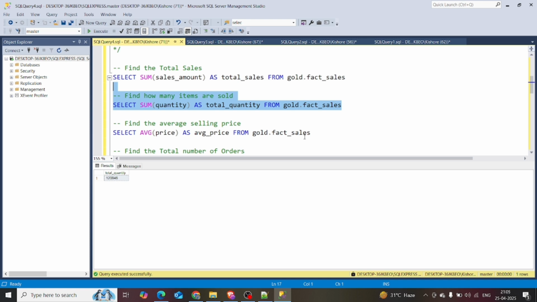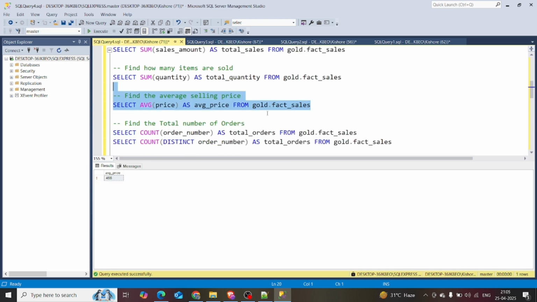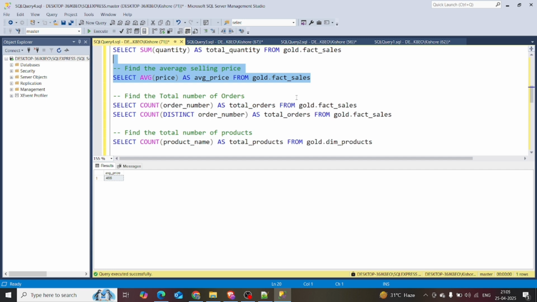There are 12,846, and we want to find the average selling price. So we are using the aggregation average, the average of the price. When I execute this, we get an average price of 486. And we want to find the total number of orders, so we are using the count function as the aggregate function. When I execute it, there are 1,20,796 product order numbers in the table.